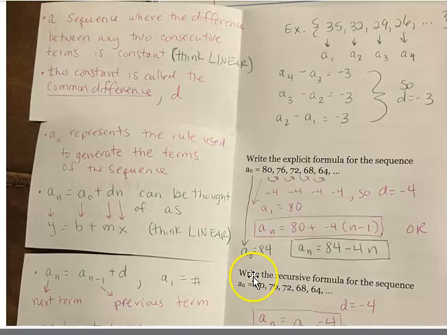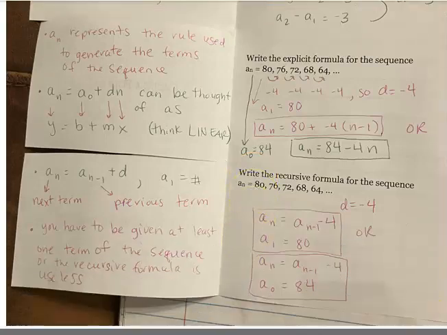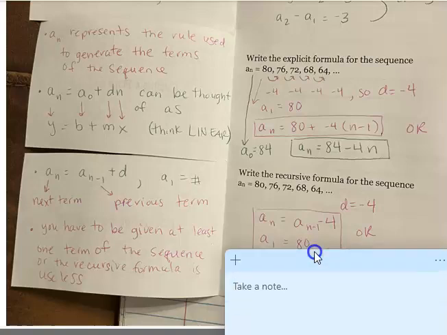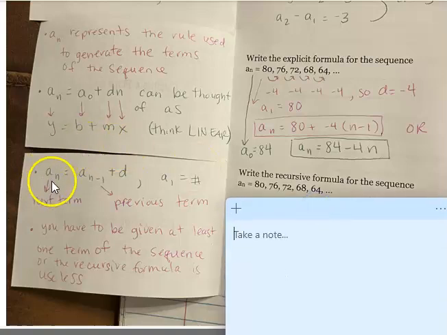And then for the last tab, we're talking about your recursive formula now. So in your recursive formula, a sub n represents the next term of the sequence. It's equal to a sub n minus 1, which is represented by the previous term, and then plus your common difference. Remember, a sub 1 being the first term in the sequence, you could either give me that or any other term so that I can actually generate this sequence. And that's what this is saying, that you have to be given at least one term, or else the formula can't be used. So in this example, we want to write the recursive formula for this sequence.